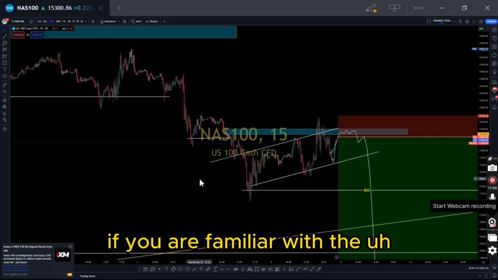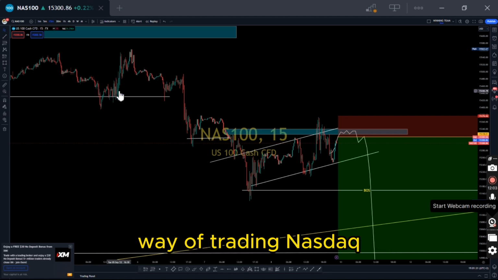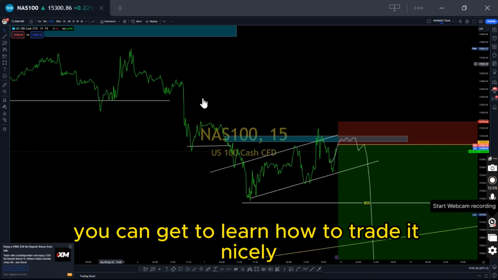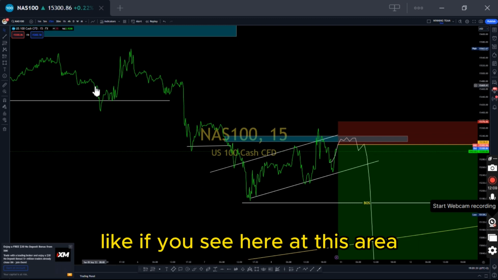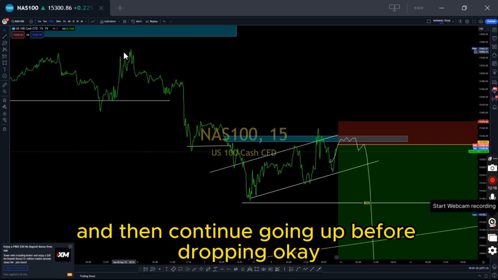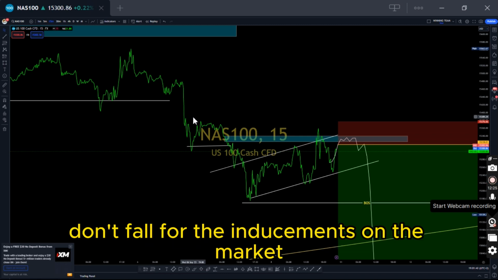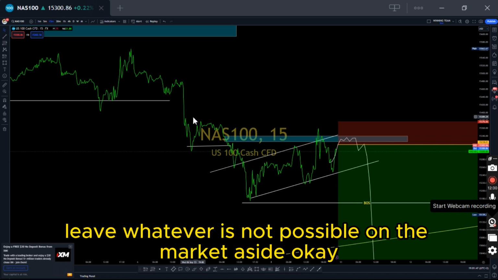If you're also familiar with the fundamental way of trading Nasdaq, then you can get to understand what I'm talking about. You can get to learn how to trade it nicely without falling for all the inducements. Like if you see here at this area, the market was selling and then immediately jumped back in, consolidated on top of that line, and then continued going up before dropping, okay? Which means that it's something that you may need to consider when you trade, guys. Don't fall for the inducements on the market. Focus on what's possible and leave whatever is not possible on the market side, okay?